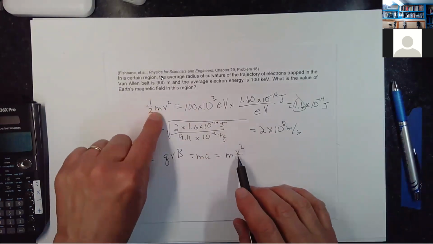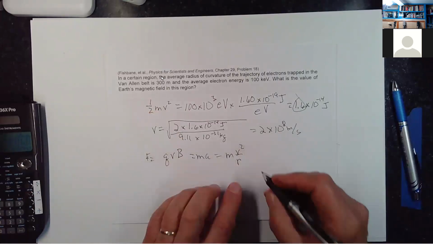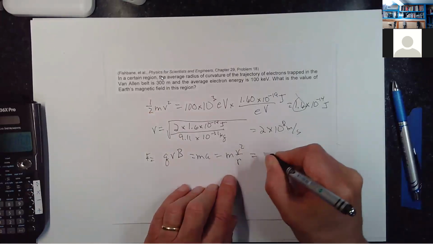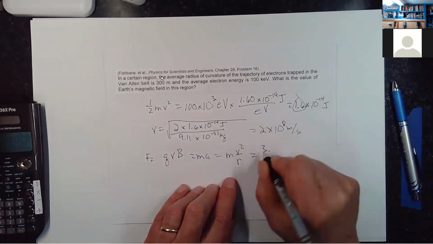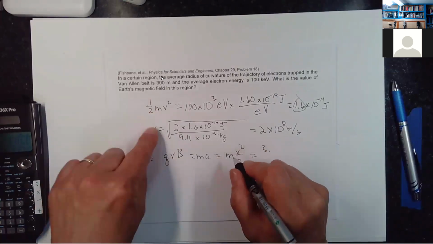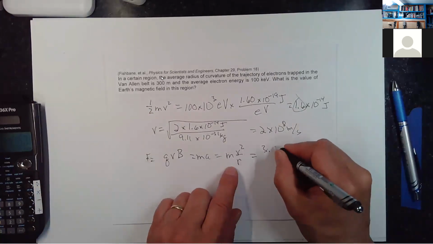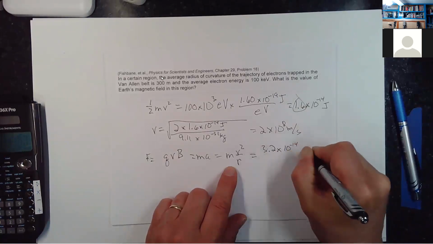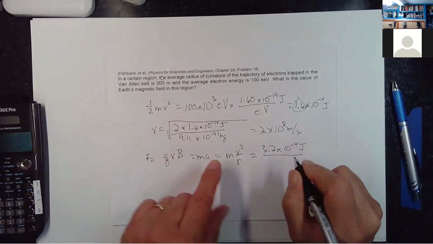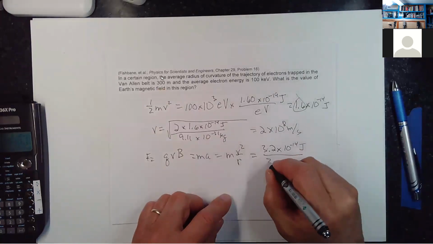Yeah, the MV squared is going to be 3.2 times 10 to the minus 14th joules. I'll just do that. No, I did want to know that speed because it shows up over here too. So, well, that won't hurt. Anyway, 3.2 times 10 to the minus 14th joules over the radius of these things, which is 300 meters.